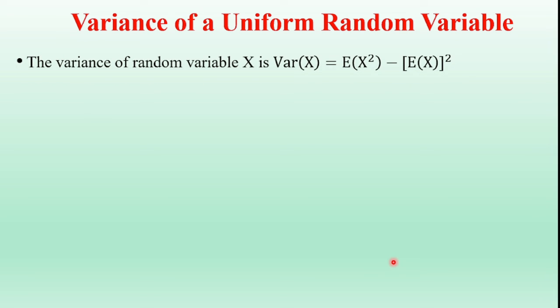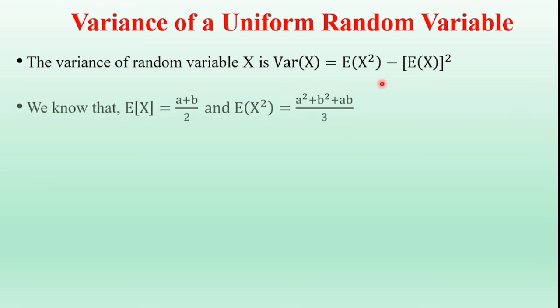Next is the variance of a uniform random variable. The mean value and the mean square value of the uniform random variable are already derived. We know that the variance of a random variable x is given by variance of x is equal to expectation of x square minus (expectation of x) whole square. This is the standard expression of the variance of the random variable x. Now substitute the expectation of x square value and the expectation of x value into this equation, and we get the variance of the random variable.